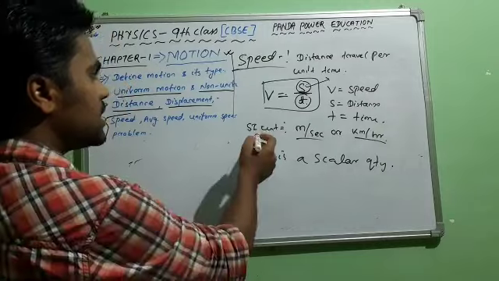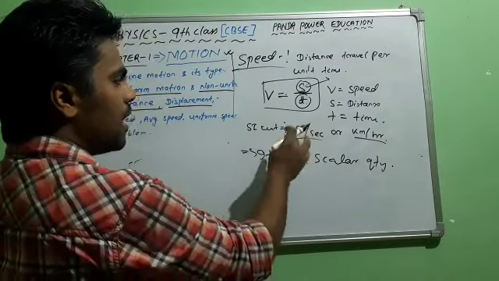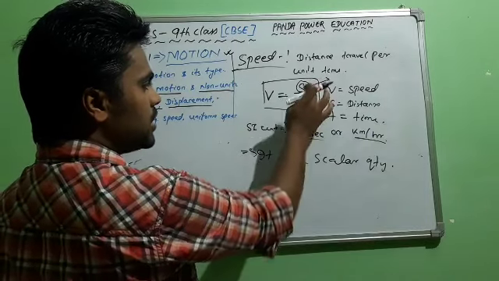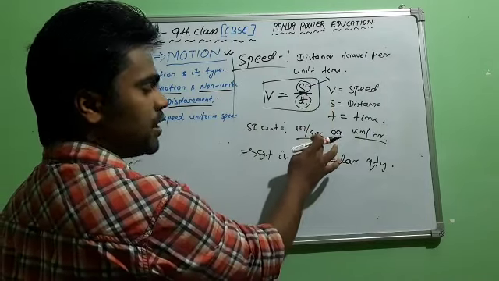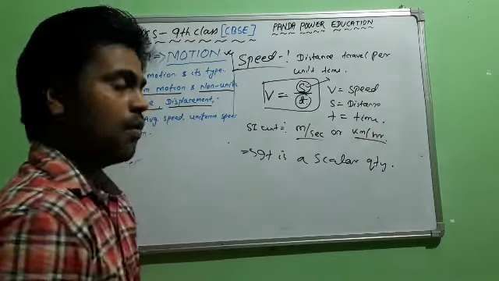The SI unit of speed is meter per second. But why am I taking the unit meter per second? Because the distance unit is meter, the time unit is second. That's why meter per second, or kilometer per hour.